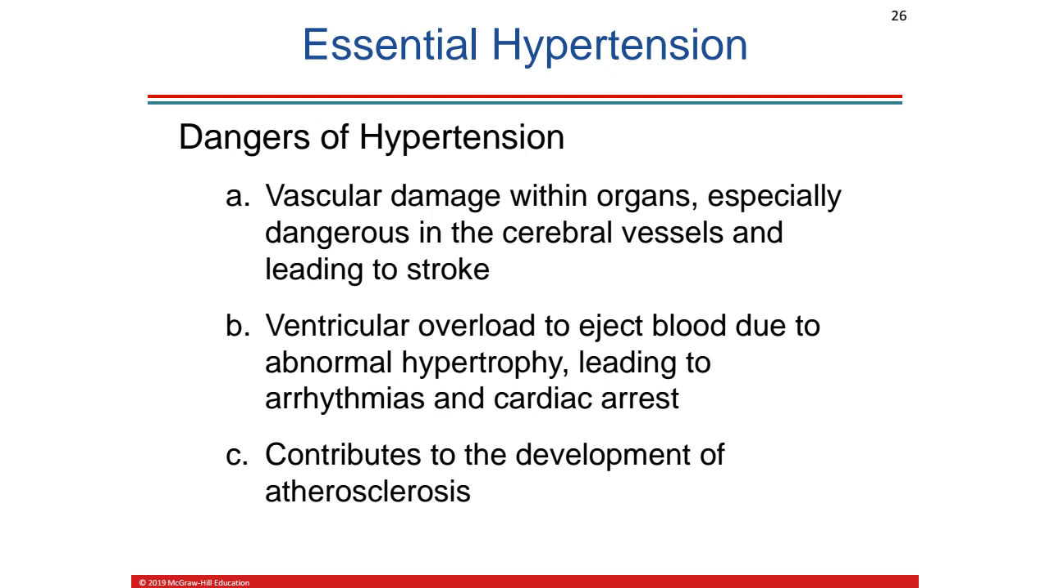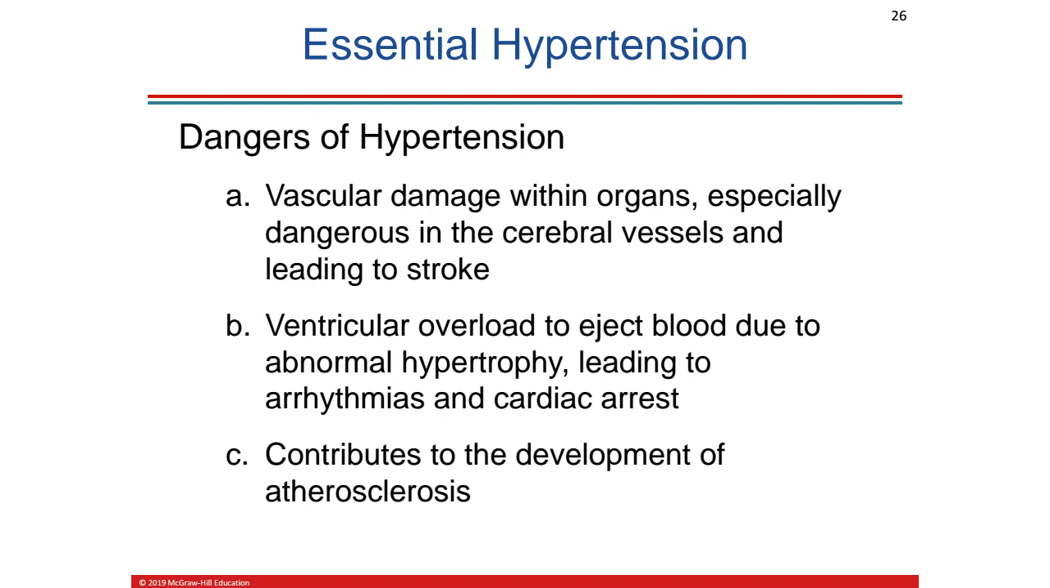High blood pressure can cause vascular damage, and people are often asymptomatic until substantial vascular damage has occurred. For this reason, hypertension is often referred to as a silent killer. Vascular damage can occur within organs, especially within the brain. The cerebral vessels are very delicate, and so this could potentially lead to stroke.